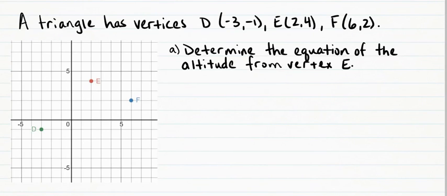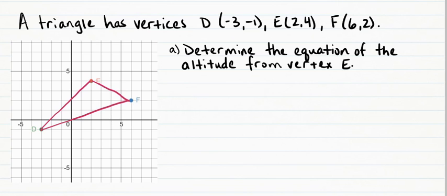Okay, here we're going to talk about how to determine the equation of an altitude in a triangle, as well as how to determine the length of an altitude in a triangle. So here we have a triangle with vertices D, E, and F, as shown on the graph. So we can connect those three vertices to make our triangle.